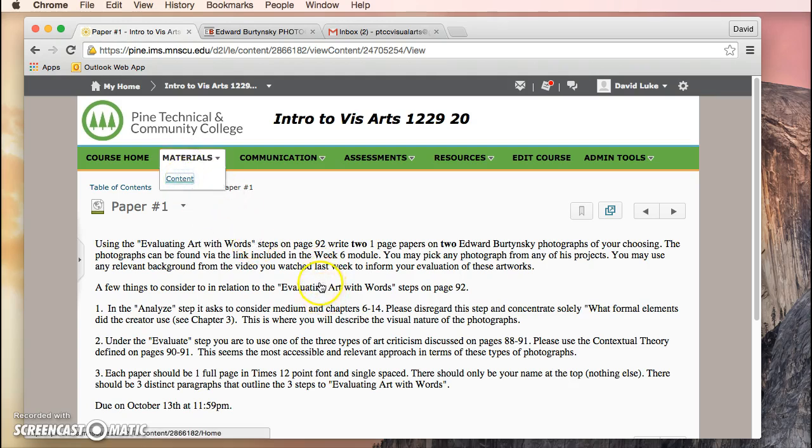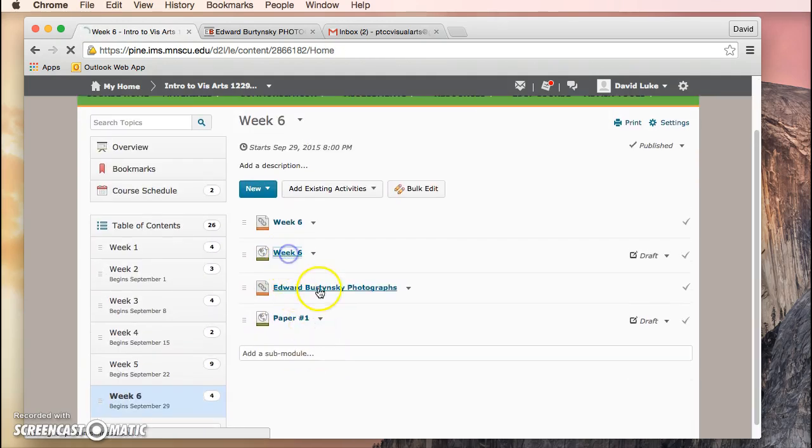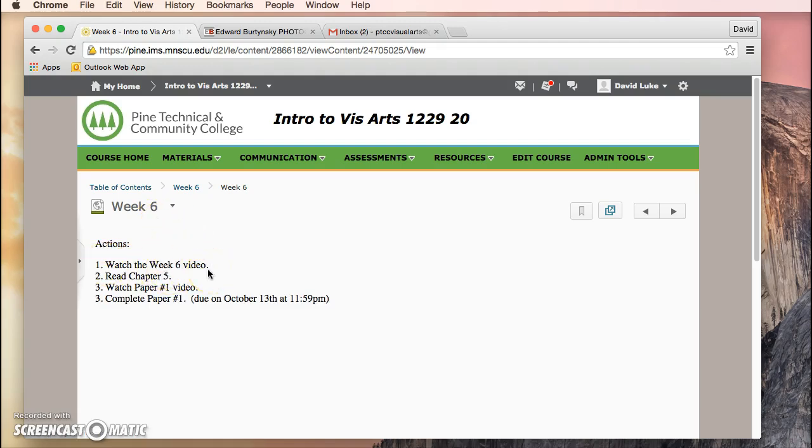Let's quickly take a look at week 6. You're going to watch the week 6 video, that's in relation to the quiz. Read chapter 5, which is a very important chapter, the beginning of evaluating art. In particular, the sections called Art Criticism and Contextual Theories, and then most importantly, a very short passage, Evaluating Art with Words. I'm going to go over that in a little more detail in a minute.